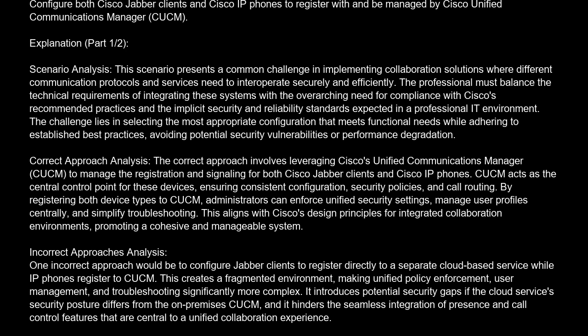Incorrect approaches analysis. One incorrect approach would be to configure Jabber clients to register directly to a separate cloud-based service, while IP phones register to CUCM. This creates a fragmented environment, making unified policy enforcement, user management, and troubleshooting significantly more complex. It introduces potential security gaps if the cloud service's security posture differs from the on-premises CUCM, and it hinders the seamless integration of presence and call control features that are central to a unified collaboration experience.